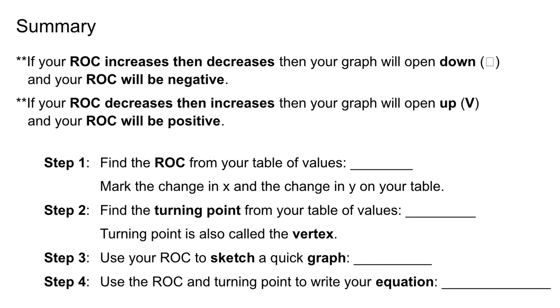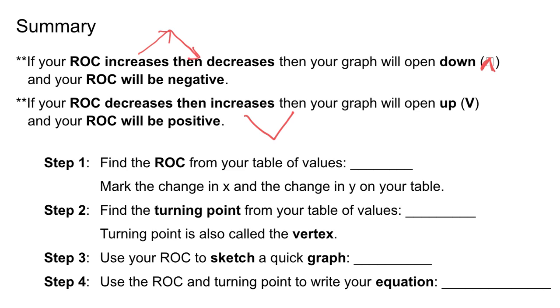And a quick summary here. If your rate of change increases and then decreases, so it's going up and then it's going down, that's how you know that your absolute value graph is a down V. And if your rate of change decreases, so that's going down first and then going up, then it's going to be a V opening up like we have there.